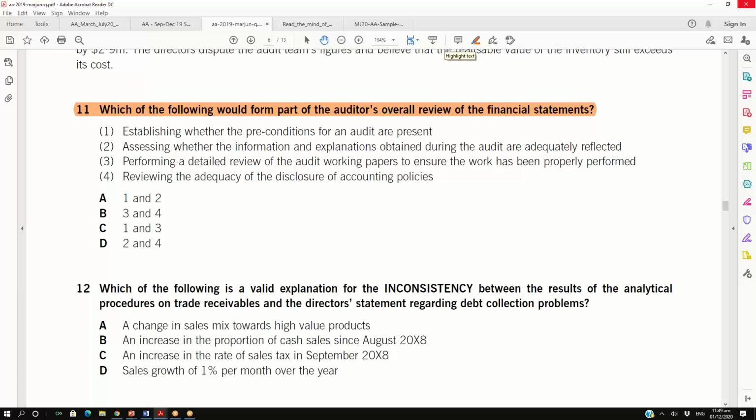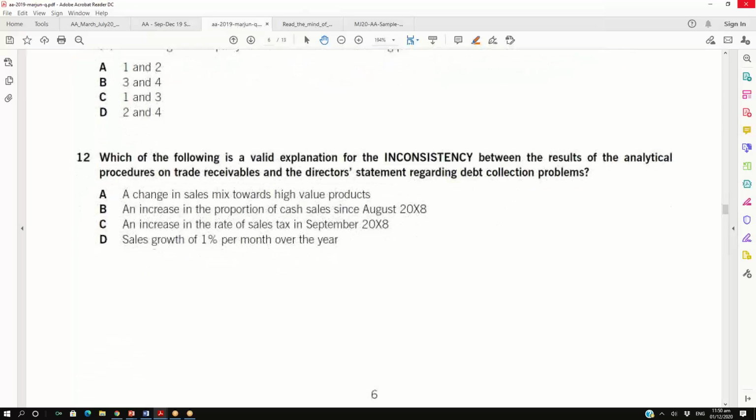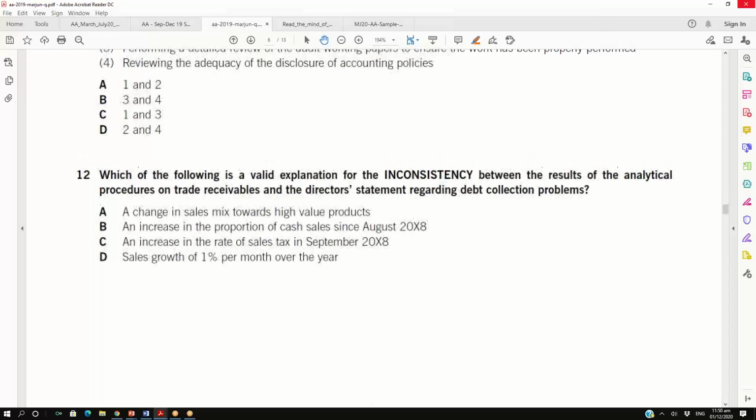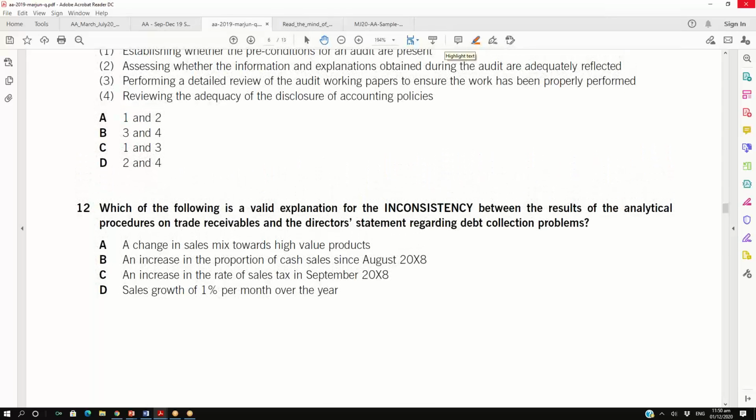This is just testing your knowledge about which of the following would form part of the auditor's overall review of the financial statements, right? Not the audit of the financial statements, an overall review. And you have to choose the right answer, either A, B, C, or D, but it's testing what you know about review of the financial statements. Then you have the next question, 12, and it's asking about analytical procedures and how you apply them on trade receivables and so on.